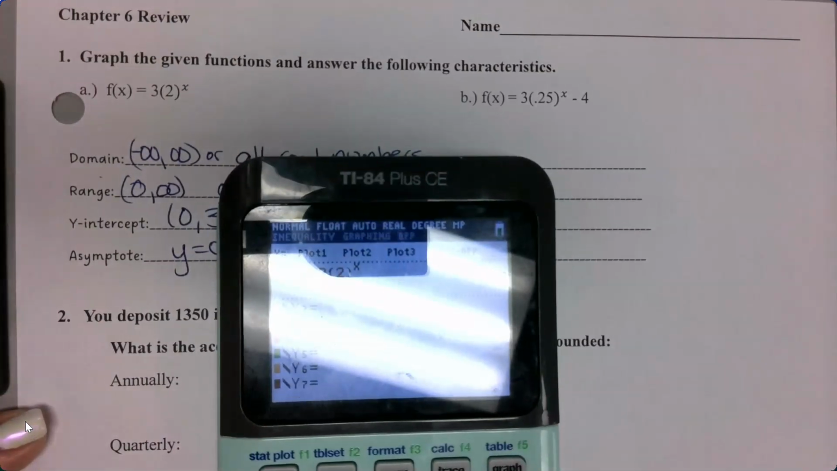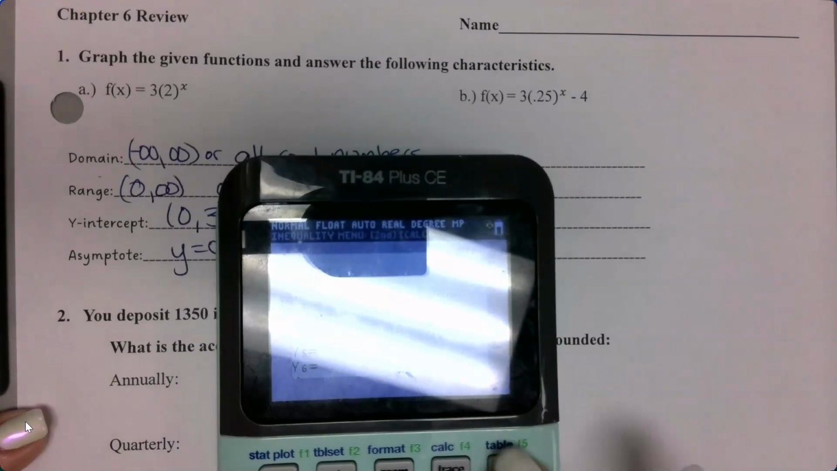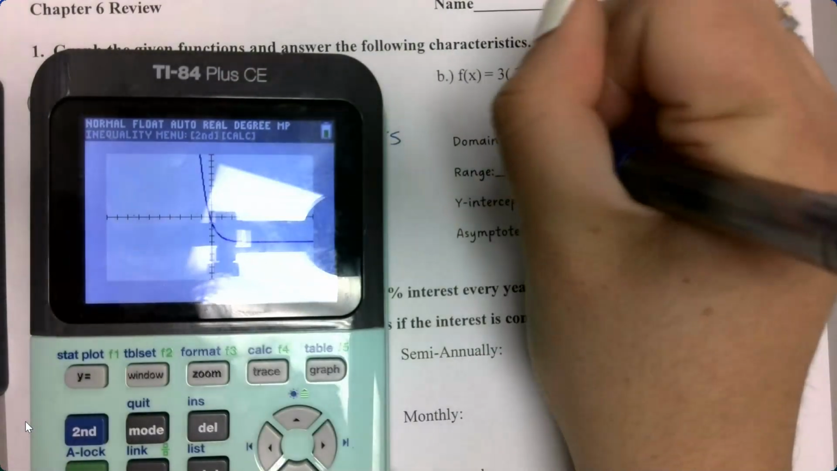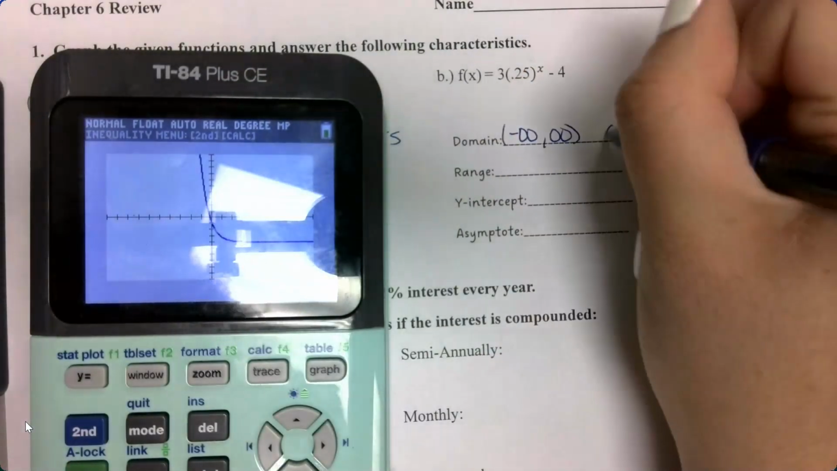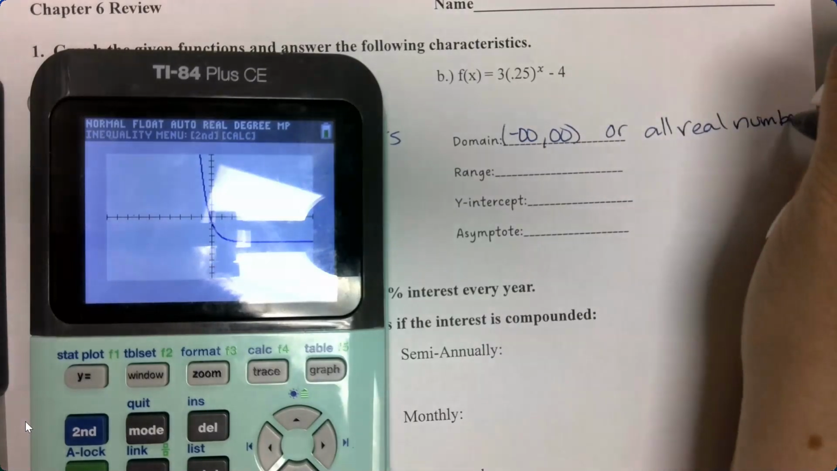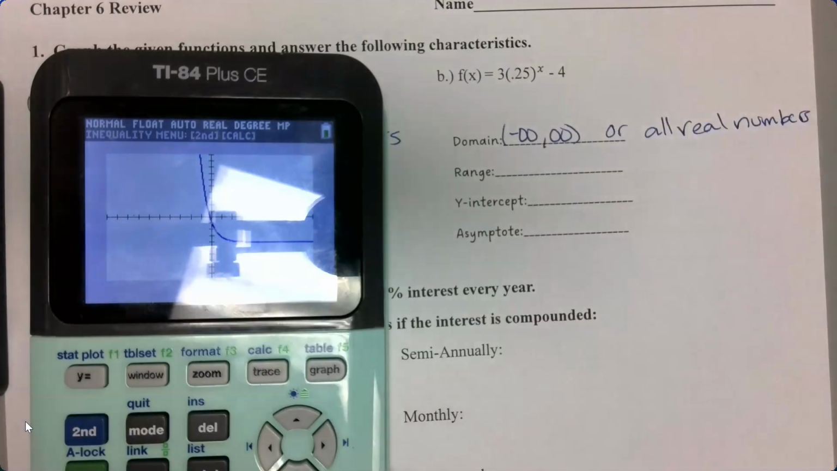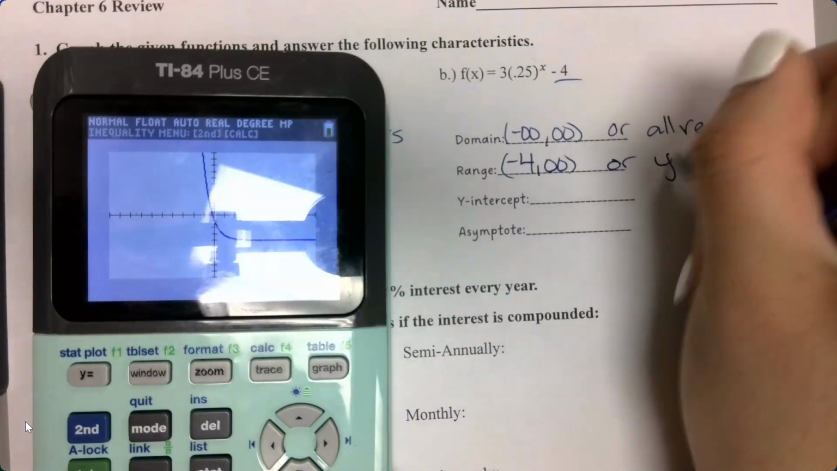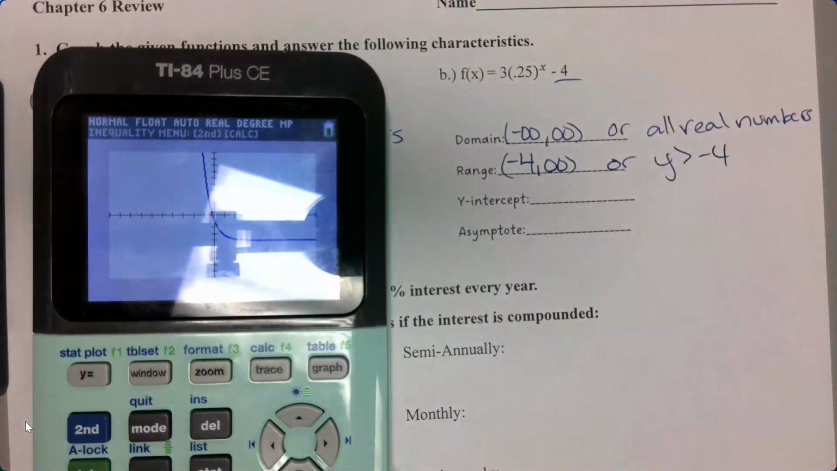So same thing for number 2. This one is 0.25 to the x. Okay, so this one looks like this. My domain is still negative infinity to positive infinity, or all real numbers. My range is based off of this number, so negative 4 to infinity, or y is greater than negative 4, depending on the notation it wants.